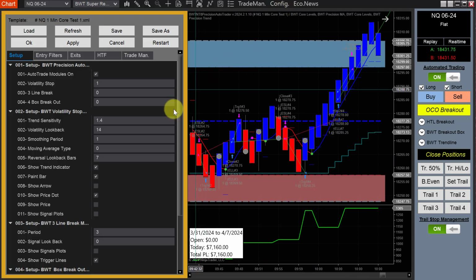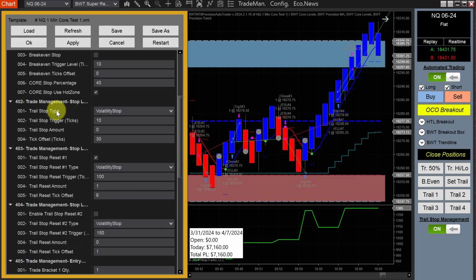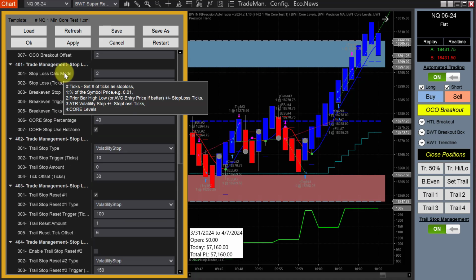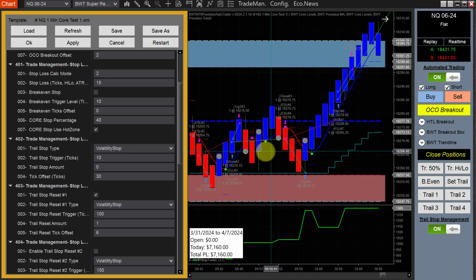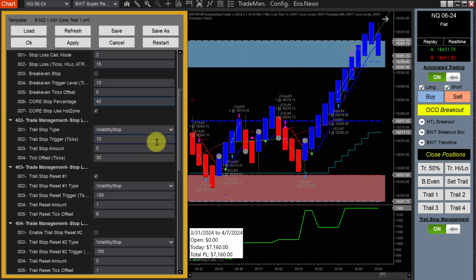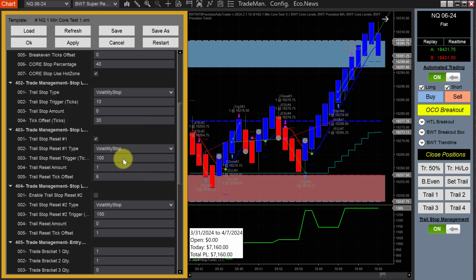Anyway, back to the parameters. You can set the core levels as your stop type. If I mouse over this, you'll see stop loss calculation mode. We now have a new mode, which is number 4. So if I was long here, my stop loss would be down here, and then I can trail by a percentage. You can use the hot zone, but you can see that I'm not using that calculation mode. I'm using our normal trailing stops where I can have the trail stop reset kick in.